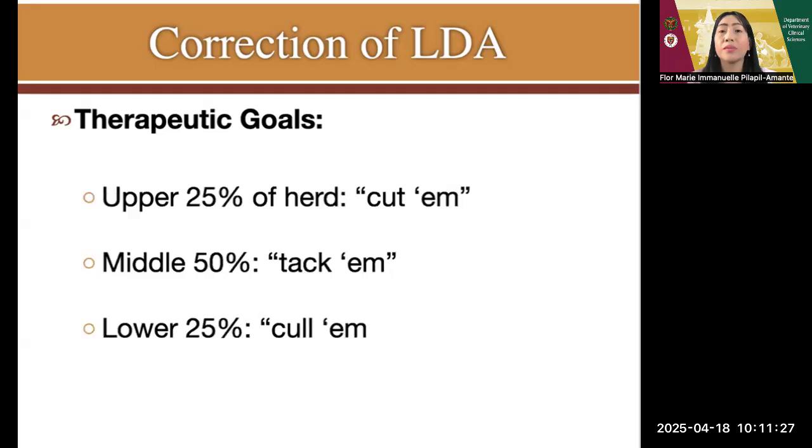To help you decide what better to do, it would be wise to identify the value of the animal, such that if the cow belongs to the upper 25% of the herd, it would be good to cut them or operate on them. If she belongs to the middle 50%, it would be good to tuck her or do the toggle method. And the lower 25% would be better to be culled instead.